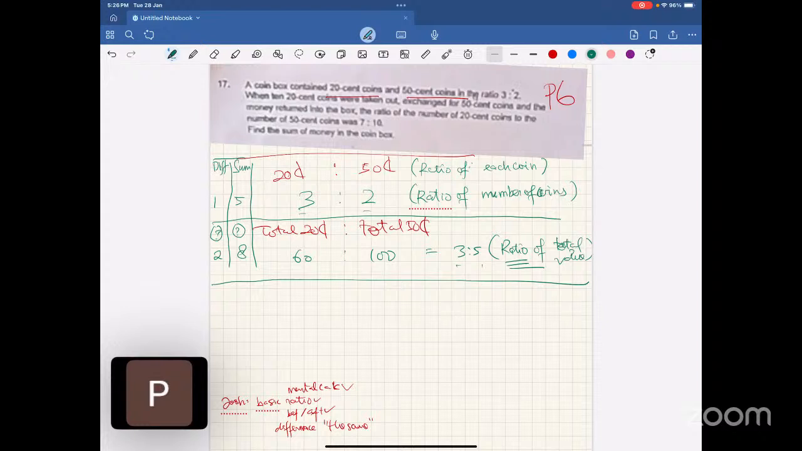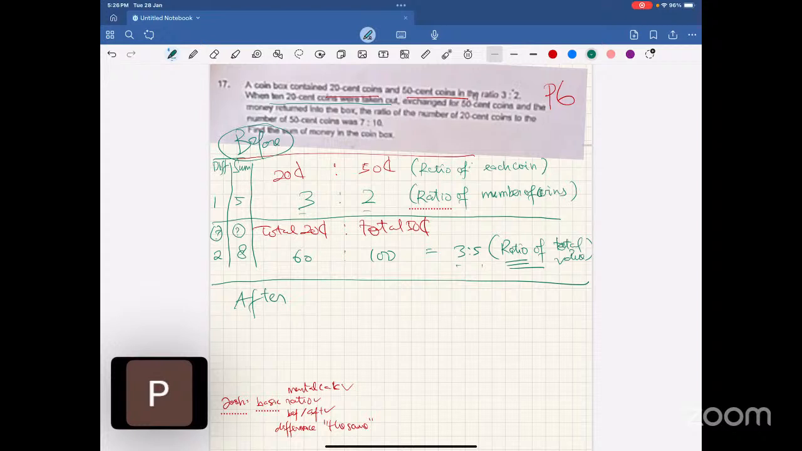Okay, and then now this is before, and this is going to be after. You're also correct. There's a before and after situation. Things are getting a bit more complicated, but you stay with me. Now you say 10, 20 cents were taken out, exchanged for 50 cents, and so on.